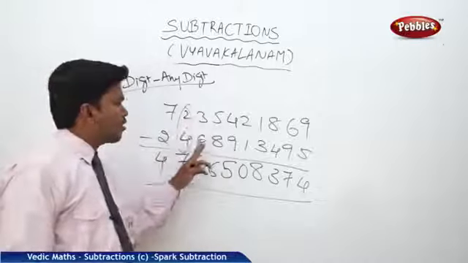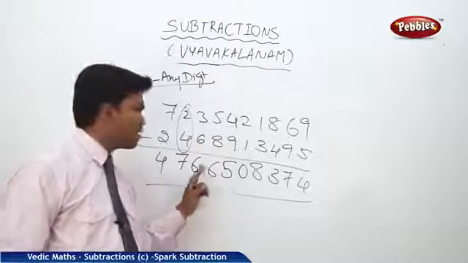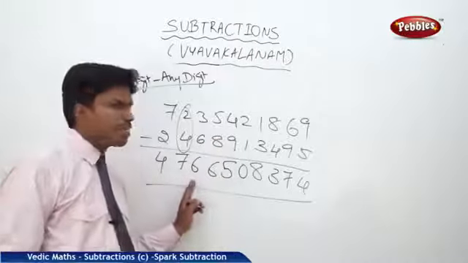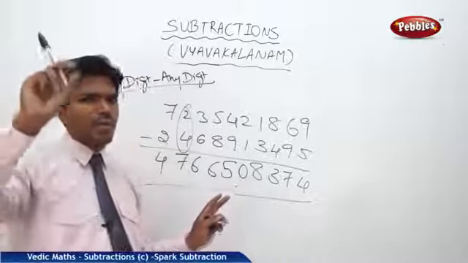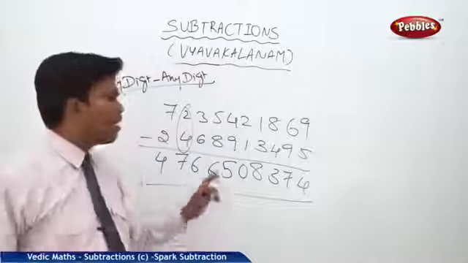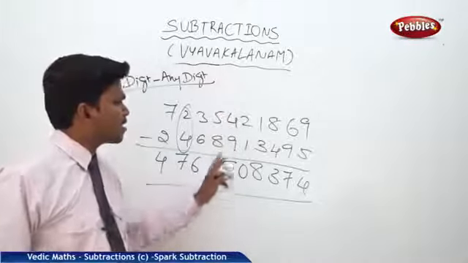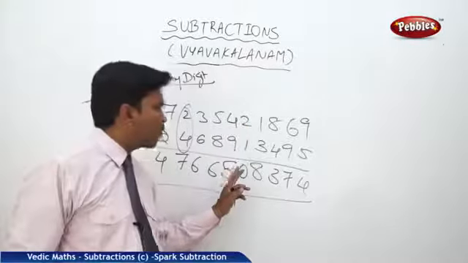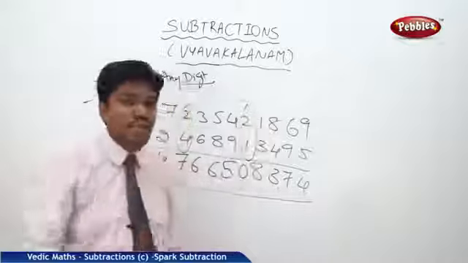Now 3, again mismatch. So 3 plus 4, 7. But the next number is mismatch, so 7 becomes 6. Remember, for every mismatched number, I am going to get the above number and add it to the below number complement, not the below number itself. So for this one, 5 plus 2, 7, but 6. 4 plus 1, 5, but 5 only. Why? Because this one is matched, not mismatched.